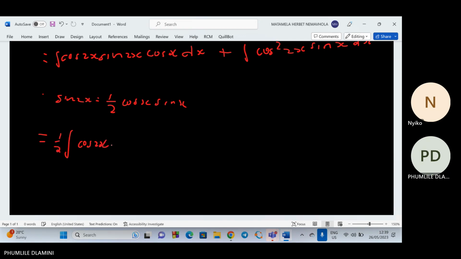1/2 outside, and then cos squared x sine x dx. So if we change that to be cos squared x sine x dx, we have cos 2x also. Cos 2x, we know that is cos squared x minus sine squared x. So if we change that to that, it can still work somehow. Then which means if it's working, it can be simpler. Then we can rechange it back.